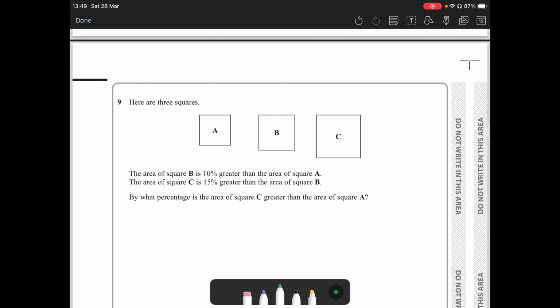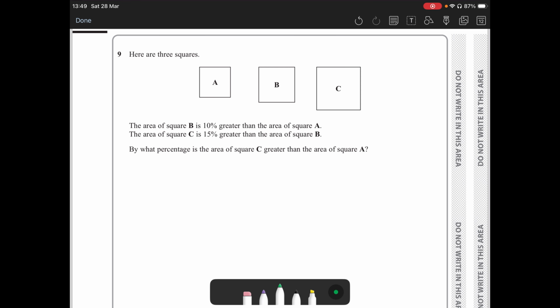Number 9. We got 3 squares, A, B, and C. Interesting. Now, with these questions, you can do algebra, or you can deliberately choose numbers, which I like. So let's assume A is 100 centimeters squared. It doesn't matter. I mean, you can pick 100, 1,000, a million. Or you can use the letter X, because this will be true for any of them. On the mark scheme, it says any number works.